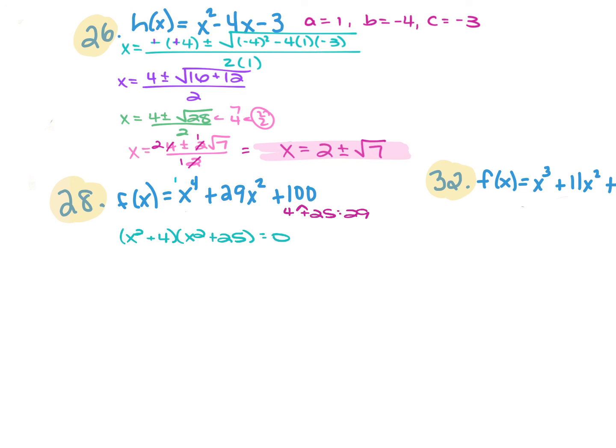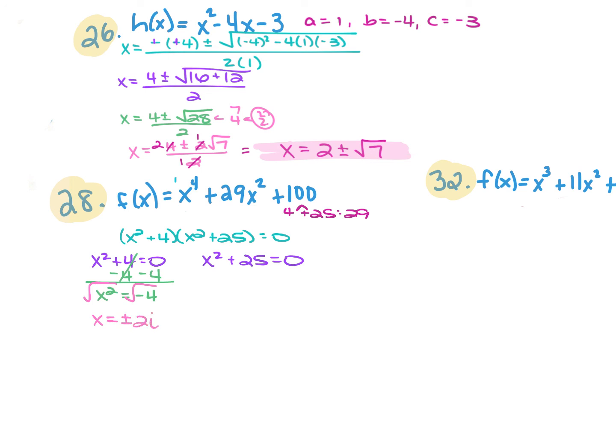From here, we can set each part equal to 0 since you cannot factor either of those. So that's going to be x squared plus 4 is equal to 0, and x squared plus 25 is equal to 0. And then we just solve. So subtract your 4 from both sides. You have x squared is equal to negative 4. And then take the square root of both sides. So that way x is equal to plus or minus 2i.